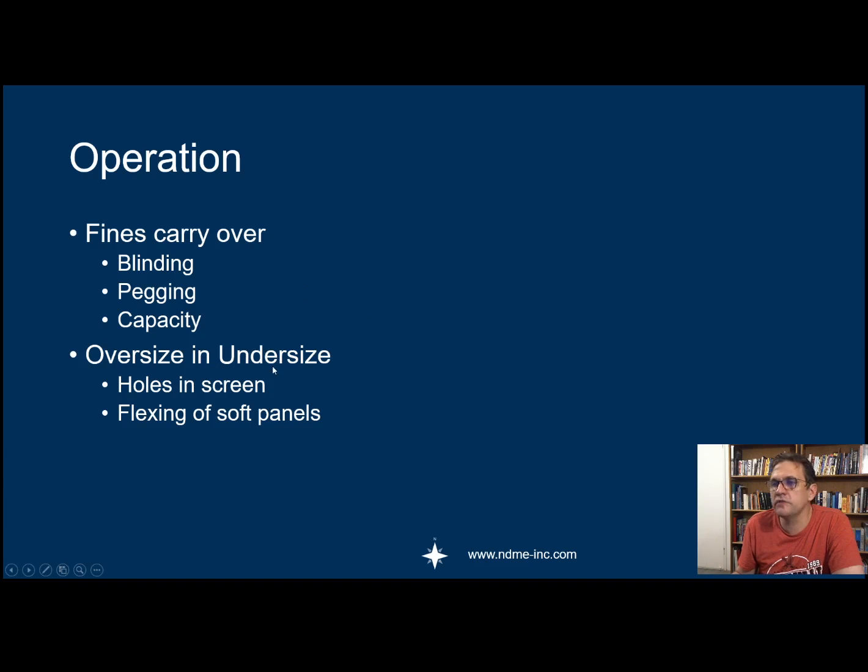Now, oversize and undersize, well, that is often holes in the screen, and it's not unusual on a plant, I must tell you. I've seen this happen quite a bit. Flexing of soft panels, if the panels flex, they can maybe create sort of distortions in the holes, and the particles can fall through. So that's just something else for you to consider.